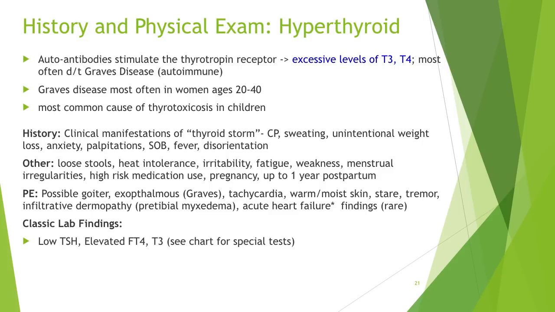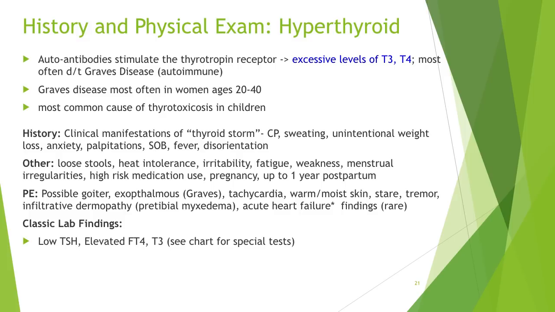thyrotoxicosis in children. And when we do our history and physical, these patients are complaining about being fast and hot. So they generally tend to complain about being sweaty, being hot all the time. They have an intolerance to the heat. They may have unintentional weight loss, anxiety, palpitations. Patients that are storming may also complain of shortness of breath and chest pain.